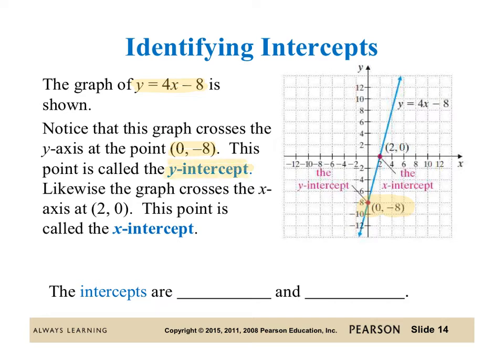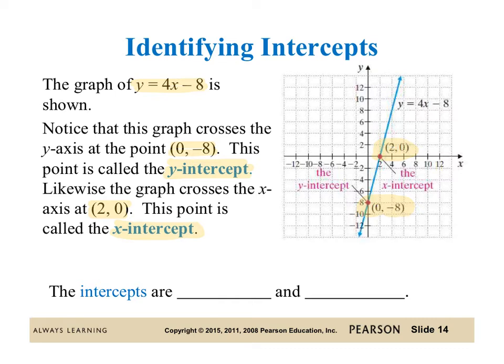Intercept means to cross. There's another word for intercept that means to cross, and it's called the intersection point. So we could also say that (0, -8) is the intersection point of y equals 4x minus 8 with the y-axis. Likewise, you should note that it crosses the x-axis at the point (2, 0). So for that reason, we say that (2, 0) is the x-intercept to indicate that that's where it crosses the x-axis.